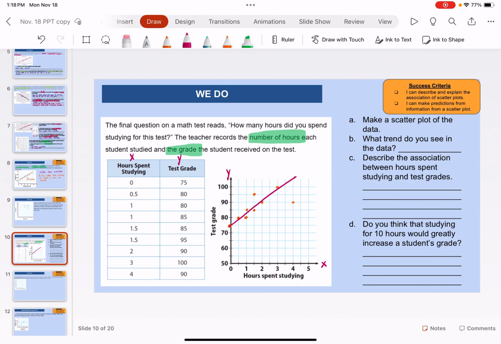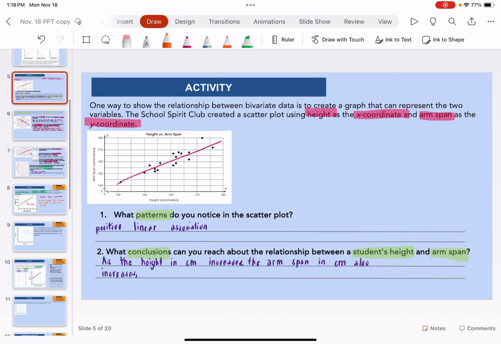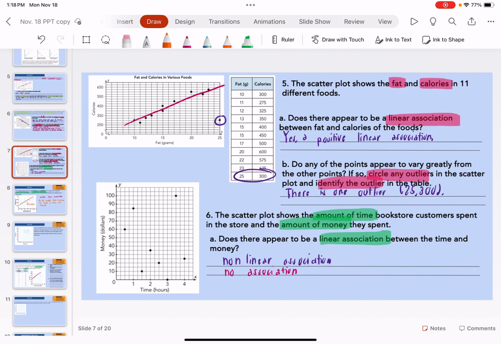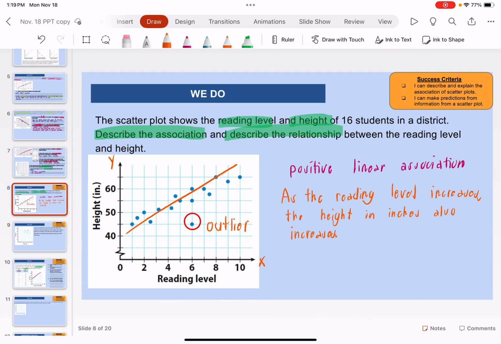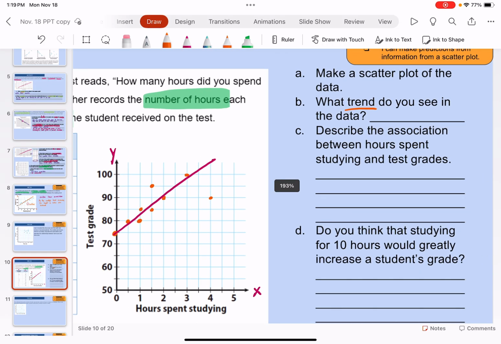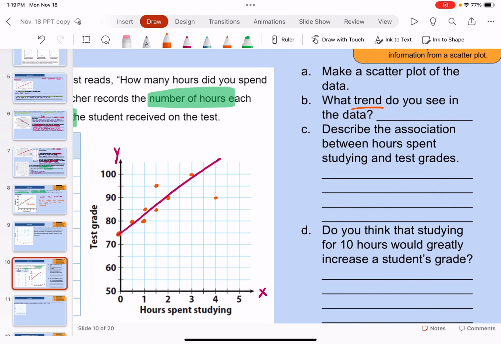So we did answer A. We made a scatter plot of the data. And what trend do we see? Well, the trend is basically asking about the association, right? So some of the words that have come up for association included pattern, as well as, I guess the only other word is trends. But we see that this is a linear and it's positive association.